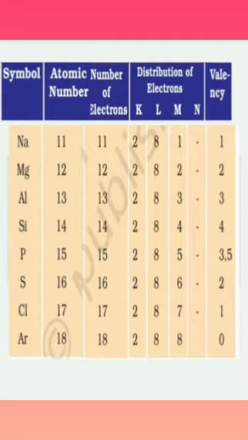And then sulfur, outermost electron 6, we have to subtract from 8, so valency is 2. Chlorine, outermost electron 7, subtract from 8, we get valency 1. Argon, outermost electron 8, 8 minus 8 is 0, so valency is 0. Here also the atomic valency first increases and then decreases: 1, 2, 3, 4 and then 3, 2, 1, 0. In the periodic table, valency first increases and then decreases.